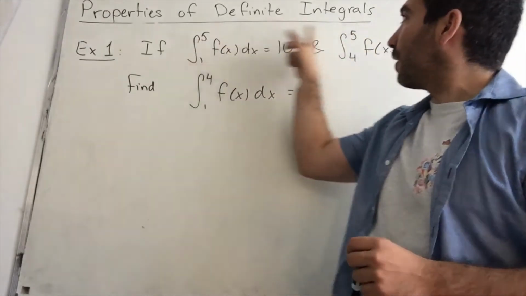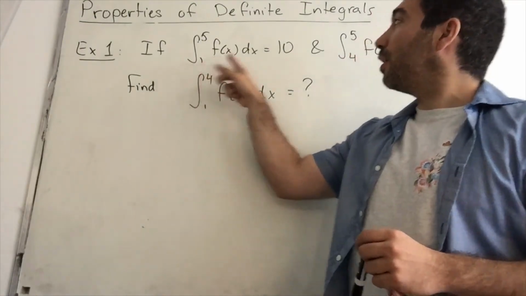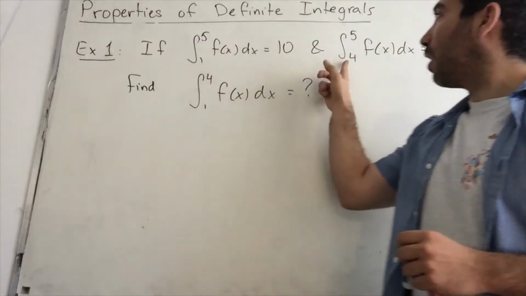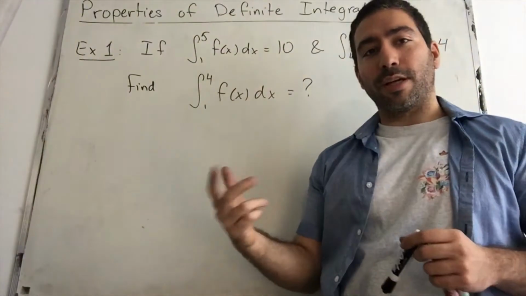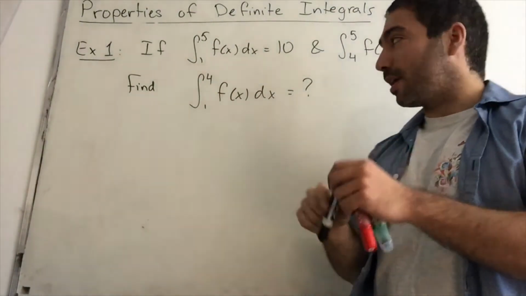We want one of these 5s to match. Since the lower bound that we want is 1, and here it's already 1, we want the upper bound here to be 4. How can we put the 4 on the top? Well, this comes to the property where we could flip it and put a negative in the front. Let's go ahead and do that.